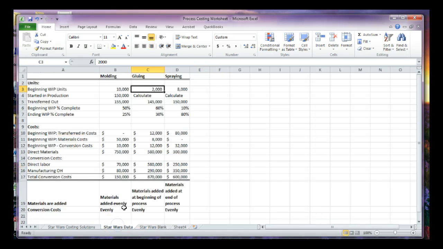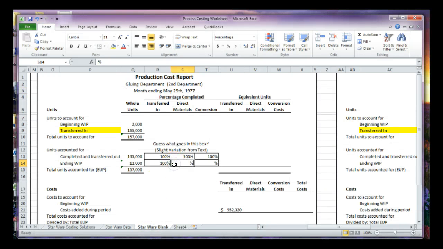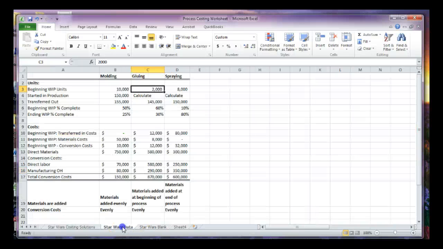Let's go back here. Materials are added at the beginning of the process. That means as soon as you start them, they're there, which means 100% of the materials have been added. You're good. On this one, conversion costs were added evenly. So then we come up here to ending work in process being 30% complete.